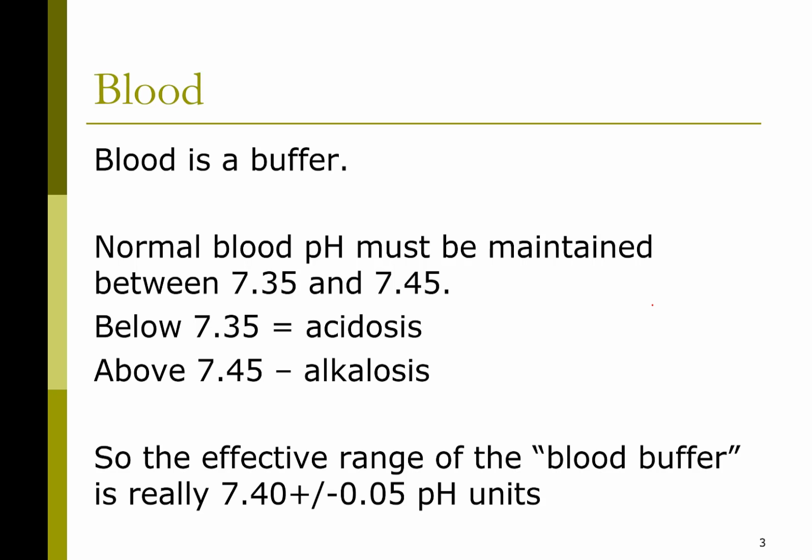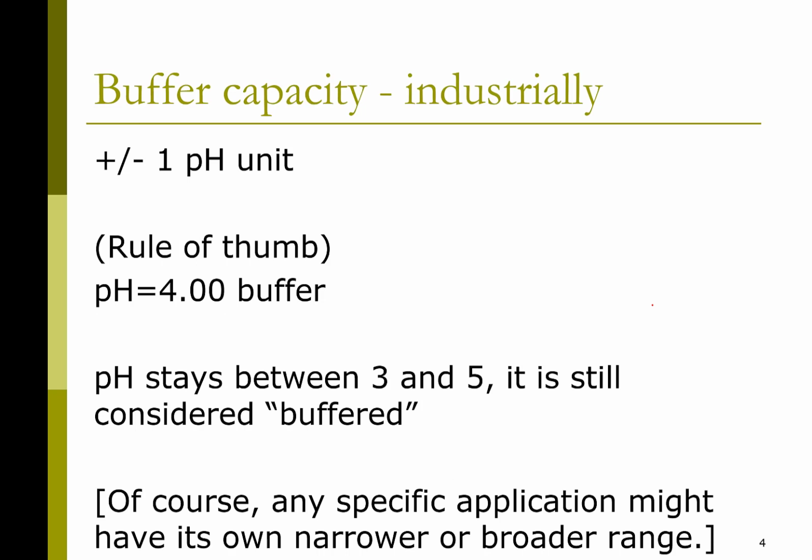If you have a blood pH below 7.35, you have what's termed acidosis. If you have a blood pH that's above 7.45, you have a condition known as alkalosis. And so the effective range of a blood buffer is really pretty narrow. It's a nominal pH value of 7.40 plus or minus 0.05. Industrial buffers in a chemical setting are far more tolerant. The standard industrial rule of thumb is that buffer capacity is a range of plus or minus 1 pH unit from the nominal pH.